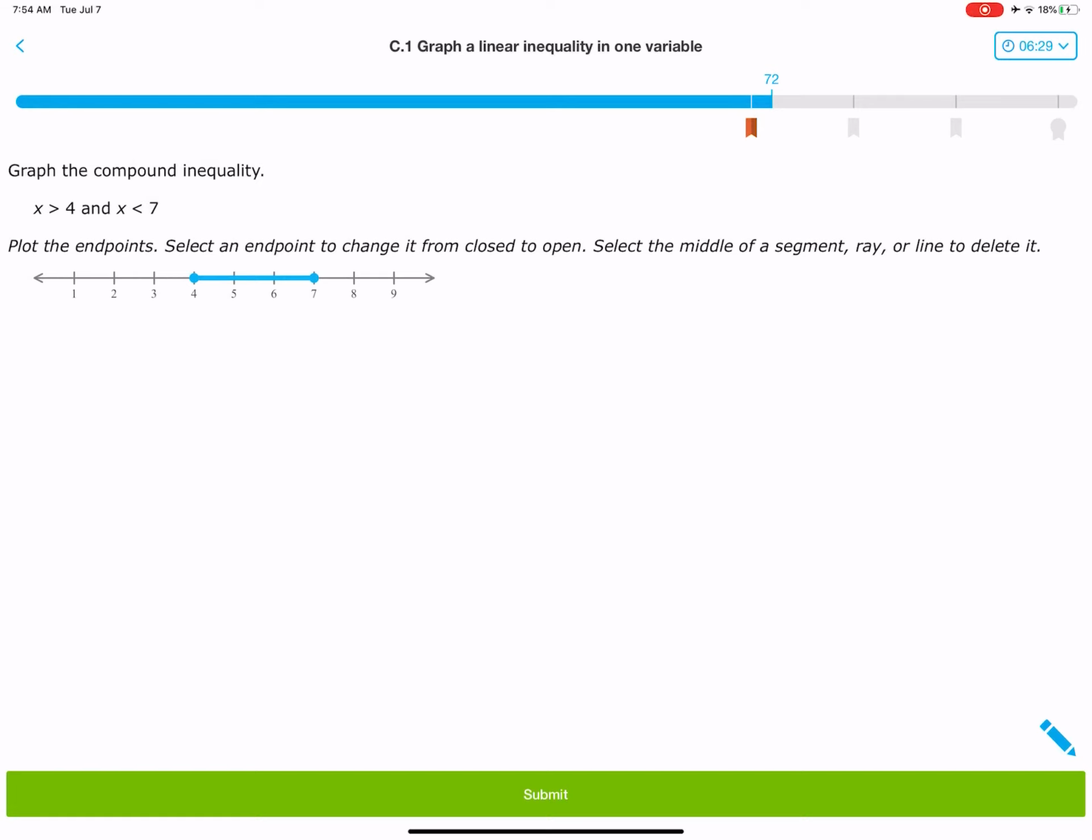So now, you notice how "and" would be the same thing? It would not be "or". It wouldn't be the opposite direction. It would fill in the middle.